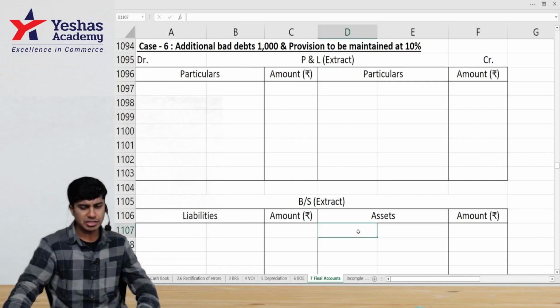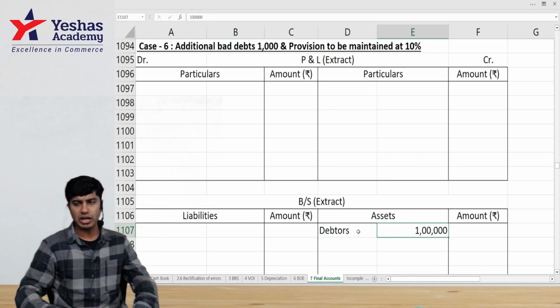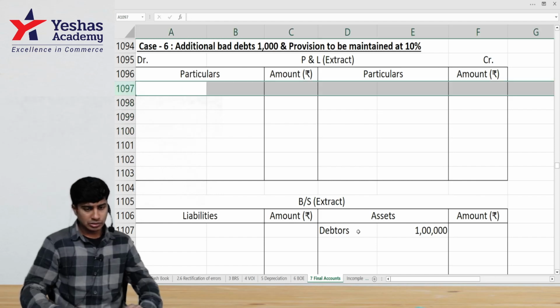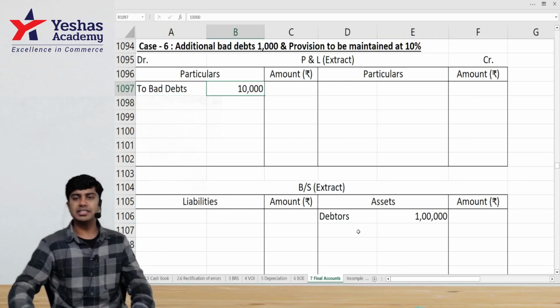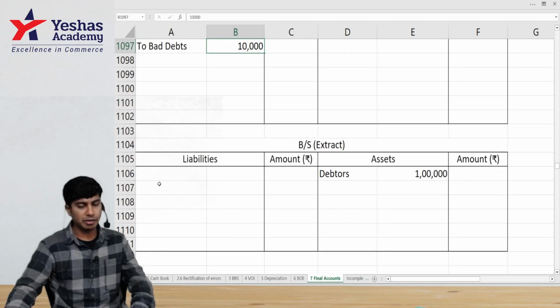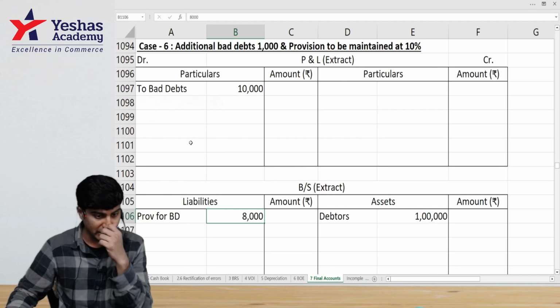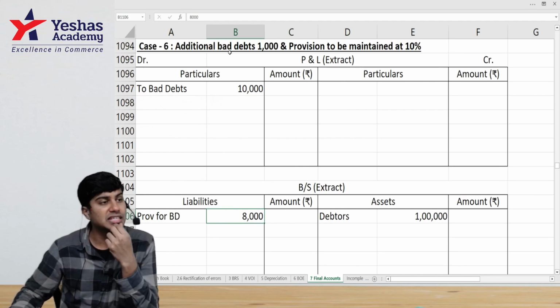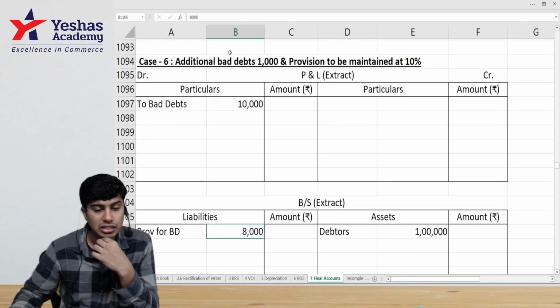Shall I write these three items? I would write here debtors 1 lakh. And I would also write my bad debts 10,000. Further, I would write balance sheet liability provision 8,000. This is as per trial balance. Now read the adjustment. What does it say? There is additional bad debts of rupees 1,000.